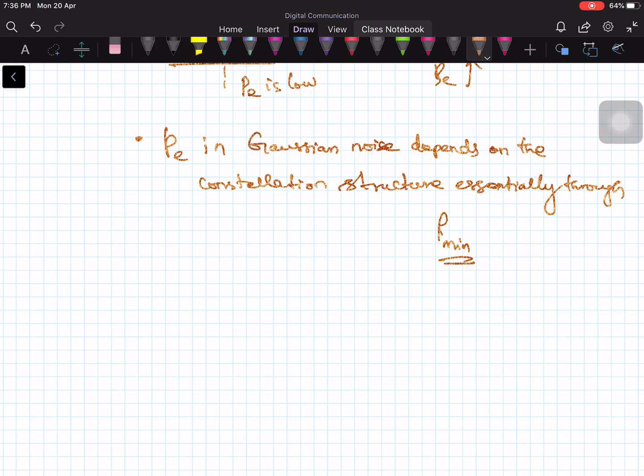Ultimately, the most important parameter of a signal constellation, which determines its overall performance in Gaussian noise, is this rho min. And mind you, this calculation is completely based on the assumption that the noise is Gaussian. If it is not Gaussian, then you cannot use this kind of calculation. So this is the most important parameter one has to remember, the normalized minimum distance.